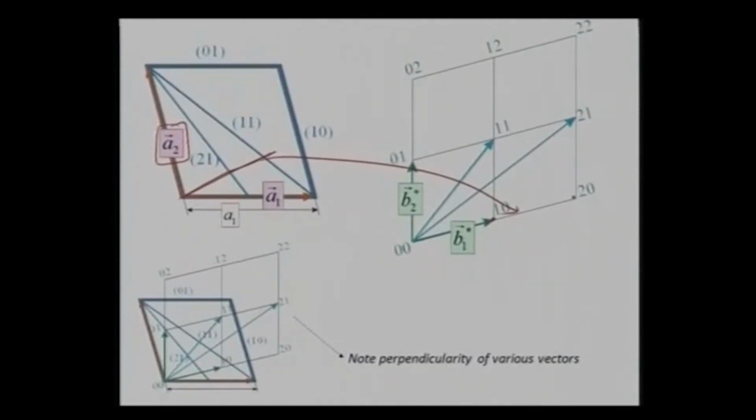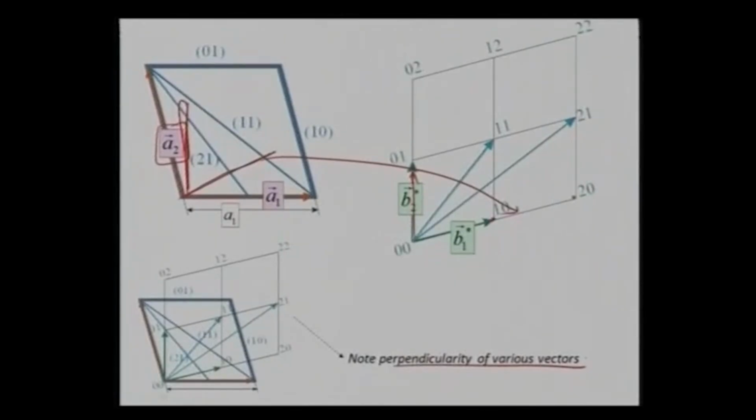For A1, it has become B1, and now B1 is perpendicular to A2, and now my B2 will be like this in the reciprocal space. That's what I am seeing out here, that now B2 is perpendicular to A1. So that shows the perpendicularity of the various vectors in the reciprocal lattice.